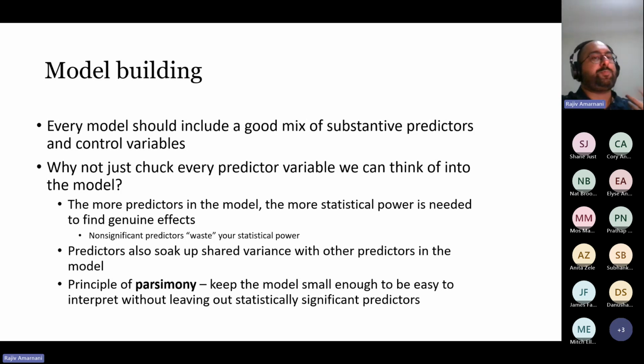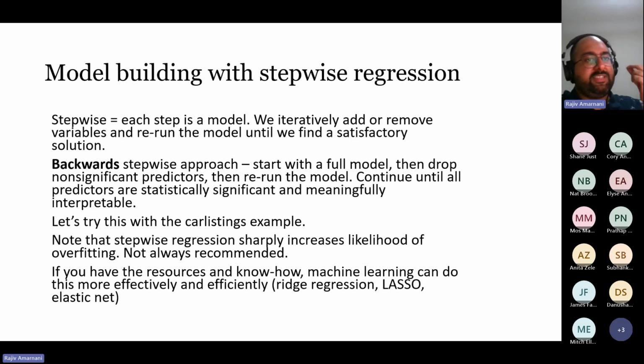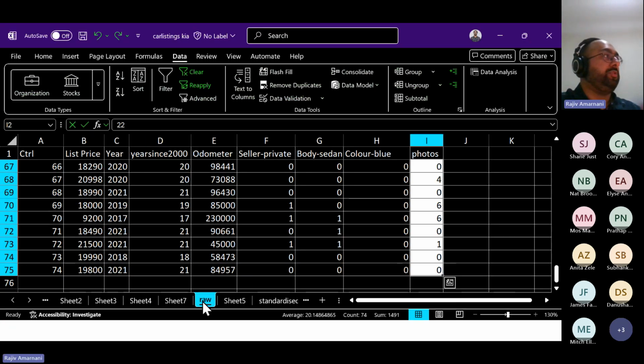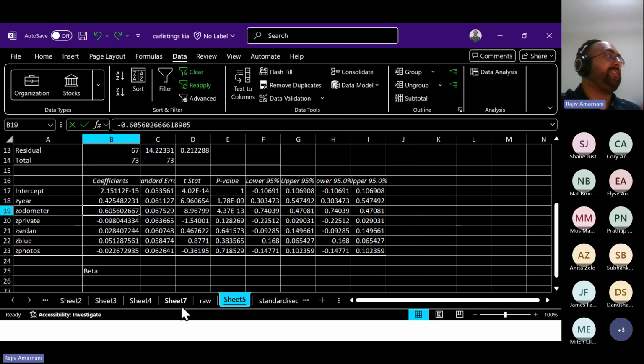So what we want is parsimony. We want a parsimonious model where it's small enough that we can interpret it, and we don't leave out anything that's statistically significant and meaningful. One way to do this, the easiest way, not the best way, but the easiest way, and what I recommend for this class, is stepwise regression. We're going to do this now with the car listings data. I think this is something that's best done. I'll do it and I'll explain it after I've done it.